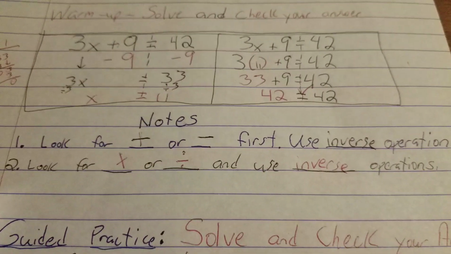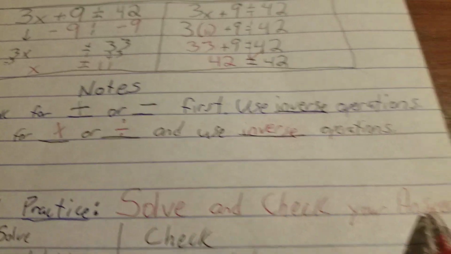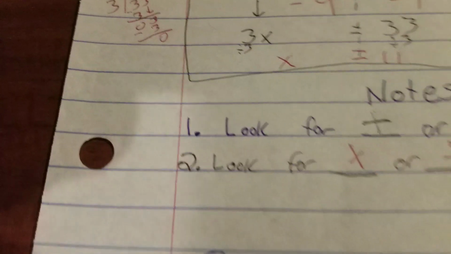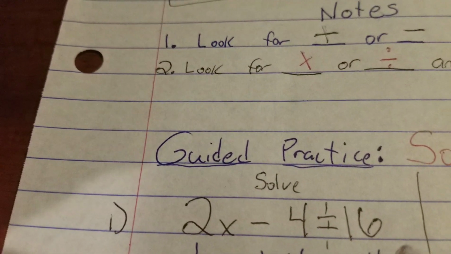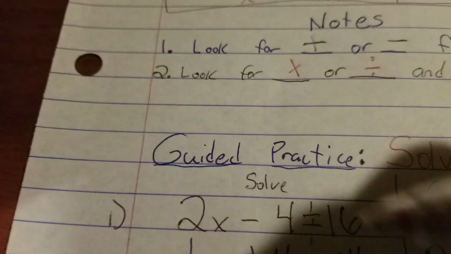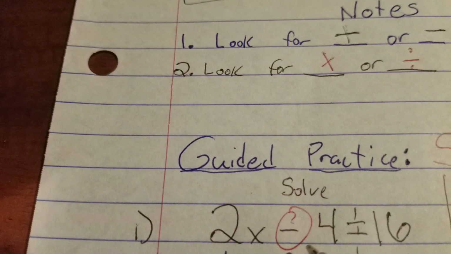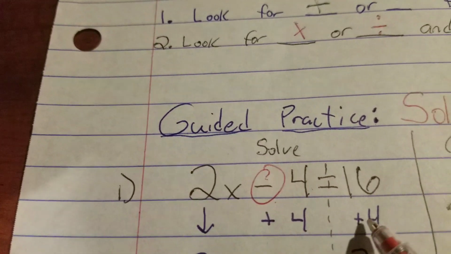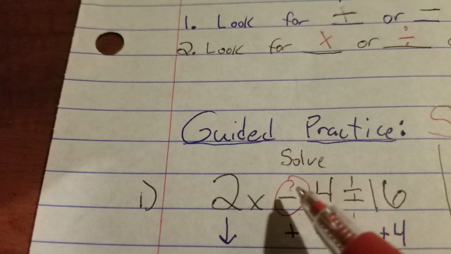Okay, let's get right into our guided practice. And we are going to always solve the equation first and then check our answer. Okay, so solve and check. So we're focused on the solve. First problem. 2x minus 4 equals 16. So as you look and see, we are looking for addition or subtraction first, and boom, right there is a subtraction sign. This is no different from what we've done before. Instead of subtracting 4, we are going to add 4. No problems there. And notice on the other side of the brick wall, we're going to do the exact same thing. So minus 4 and plus 4, those are going to cancel.